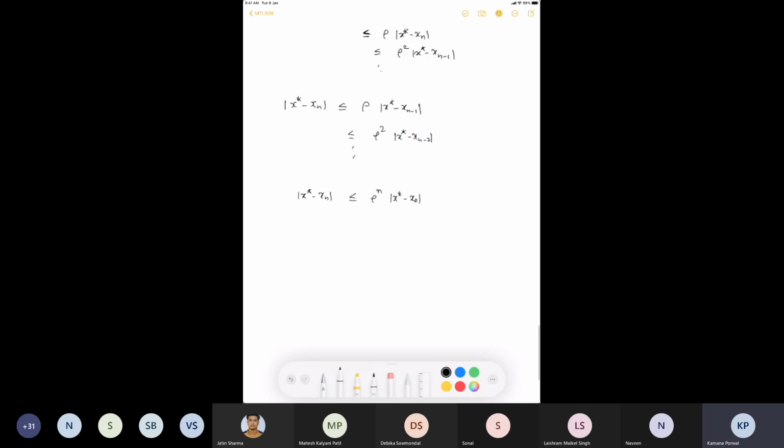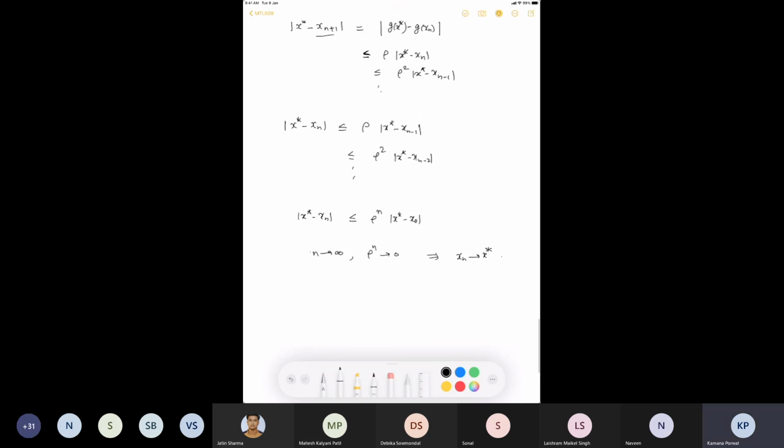Right? And what does this imply? This implies that as n tends to infinity, since rho is strictly less than 1, rho to the power n is going to go to 0, which will imply that xn will converge to x star. So the sequence which we have got using the fixed point iteration converges to x star.